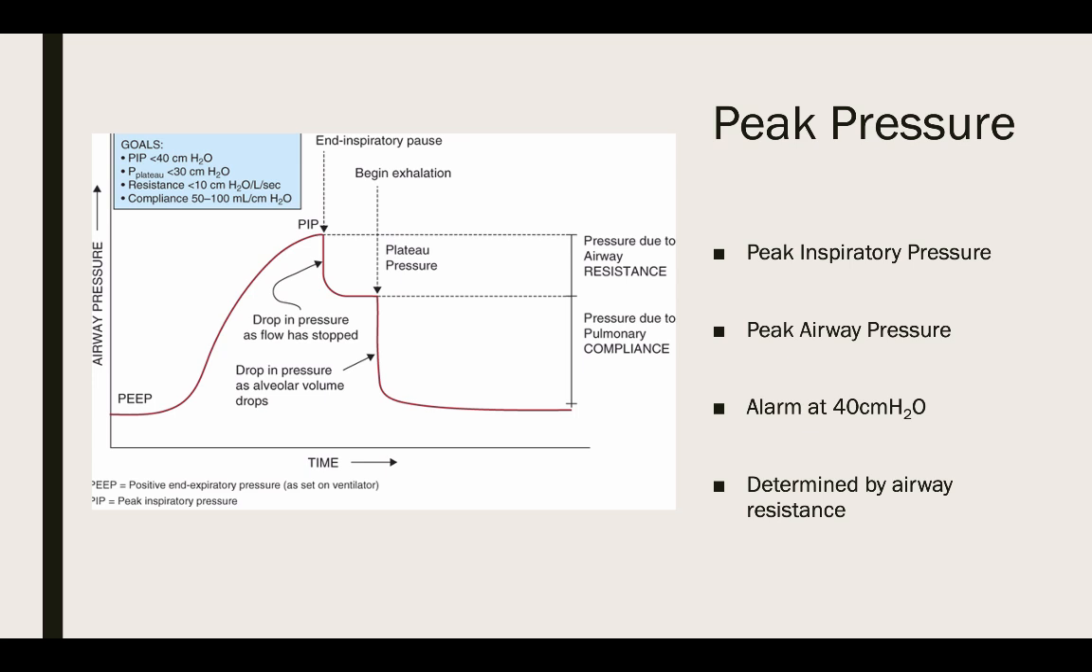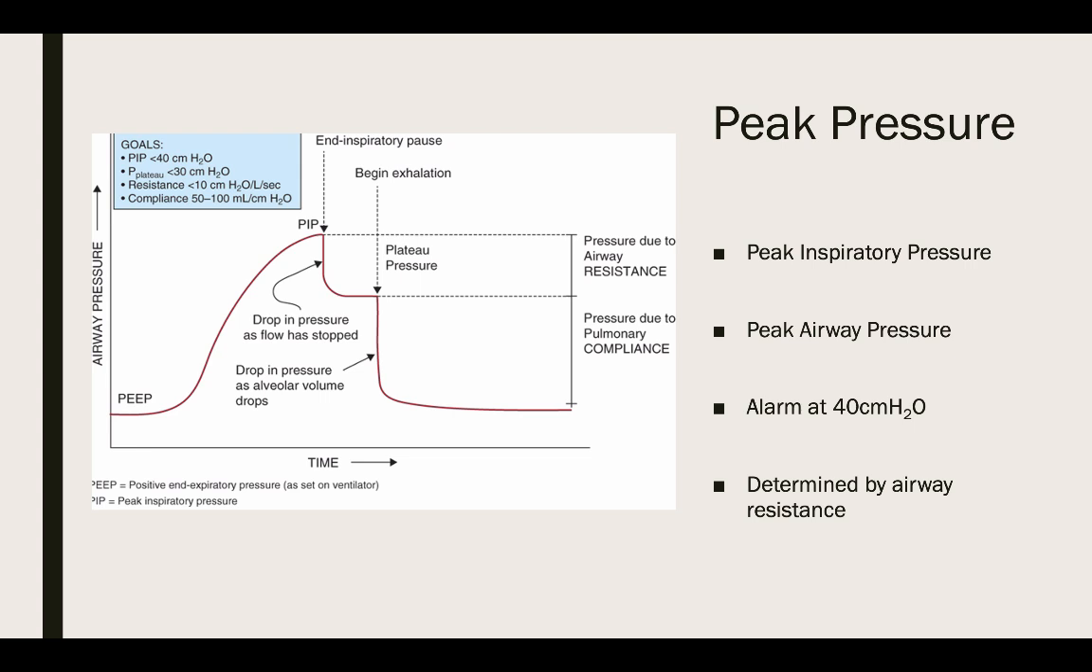All right, a couple other pressures we're going to be keeping an eye on. One is peak pressure. You'll hear it called peak pressure, you might hear it called peak inspiratory pressure, or peak airway pressure. This isn't something that we set. This is determined by your patient's airway resistance. And remember, airway resistance is how easily air moves in and out of the lungs. It's not compliance, not the stretch. This is just how easily air moves in and out.